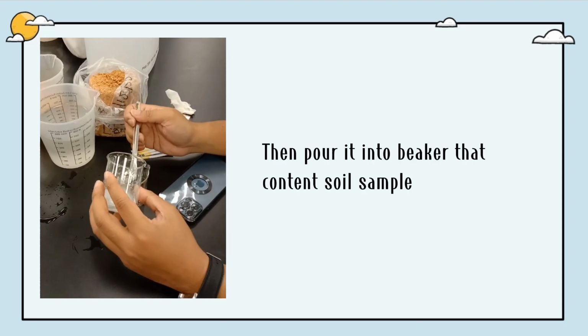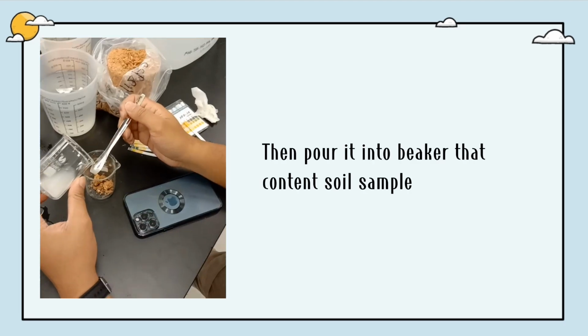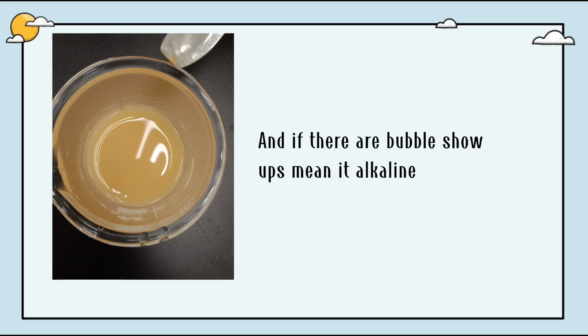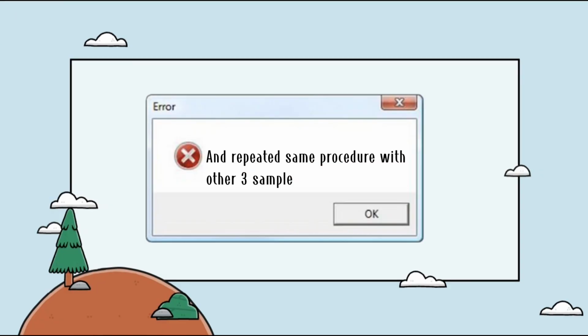Then, pour it into beaker that contains soil sample. And if there is a bubble show up, means it is an alkaline soil. The same procedure is repeated with another sample.